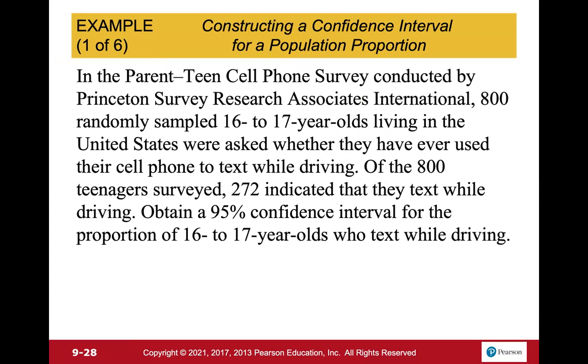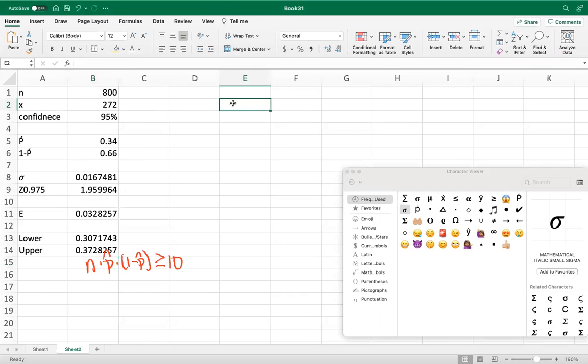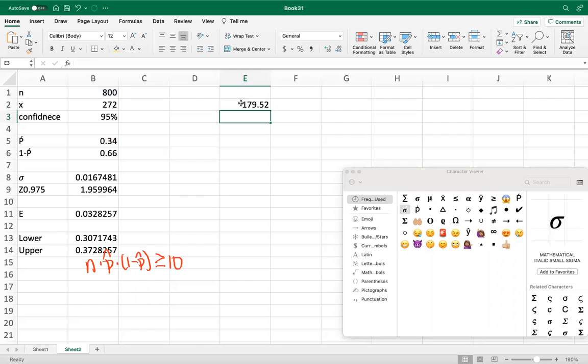So one thing that we forgot to do, and I'm always forgetting to do this, I'm really sorry, is to see if we're able to use this form in order to find our confidence interval. So the first thing is we need n times p hat times 1 minus p hat. Whatever that value is should be greater than or equal to 10. So let's check that part out. So we have n times p hat times 1 minus p hat, and this value is definitely greater than 10.